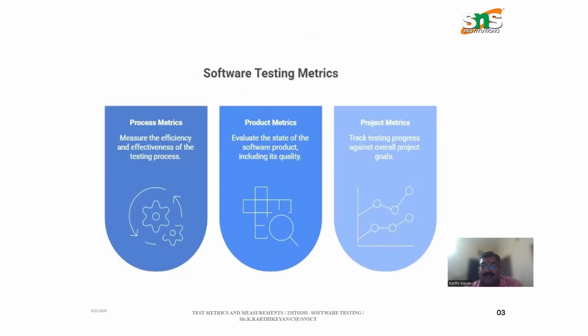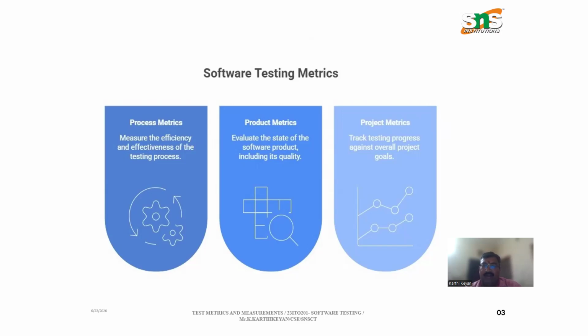Software testing metrics are based on process metrics, product oriented, and project oriented. Process metrics measure the efficiency and effectiveness of the testing process, and product metrics evaluate the state of the software product, including its quality. And project metrics track the testing process against overall project goals. For example, process means whether the product was received today, put a tick mark. Whether the product is completed today, put a tick mark.